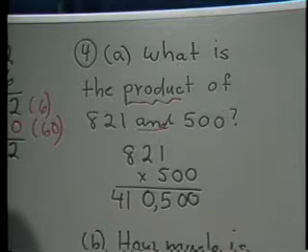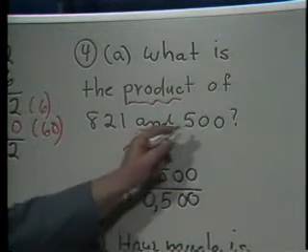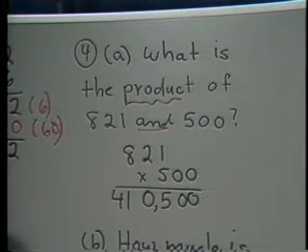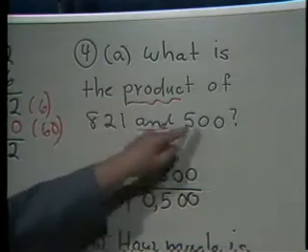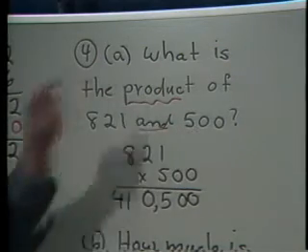See, but notice that the key word here is product. Whenever you see the word product, it's a multiplication problem. You see that? It's not an addition problem. Product is the answer to a multiplication problem. The "and" here is just a conjunction connecting the two numbers that we're going to multiply. In other words, what we're saying is, if 821 and 500 are the factors, what is the product?